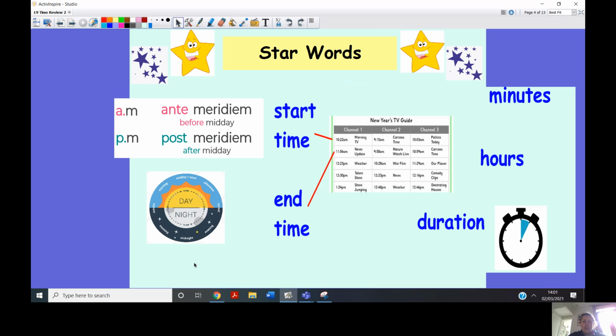So let's look at today's star words. So I'm going to start over here. Start time, end time, minutes, hours, duration, day, night, AM, PM, antemeridian, postmeridian. Okay, so antemeridian is Latin for before midday and postmeridian is Latin for post midday. So that's what we're going to look at first.